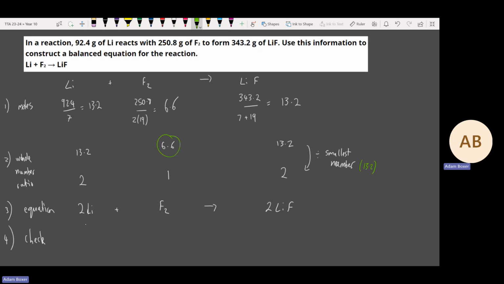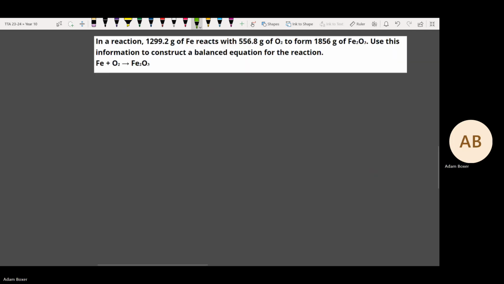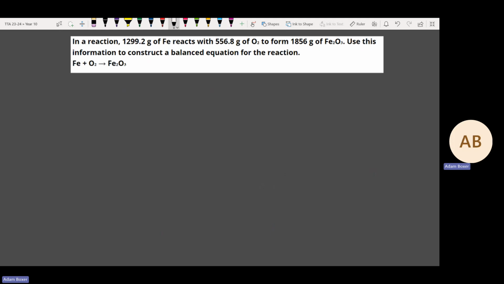And I can have a look and I can see, right, well, I've got 2 lithiums here and I've got 2 lithiums there. So that's right. I've got 2 fluorines here and I've got 2 fluorines there. So I know that that is correct. And if that doesn't balance, then I know that I've made a mistake somewhere. Okay, so those are the 4 basic steps for this one. Let's have a look here. So what I'm going to do is first I'm going to write it out.